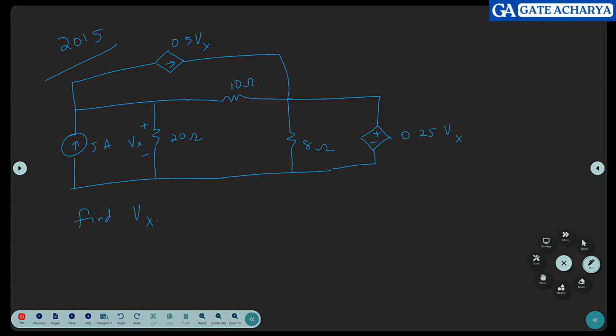You'll have to find Vx. There are two dependent sources. One is a dependent current source, the other is a dependent voltage source. There is an independent 5 amps current source also.